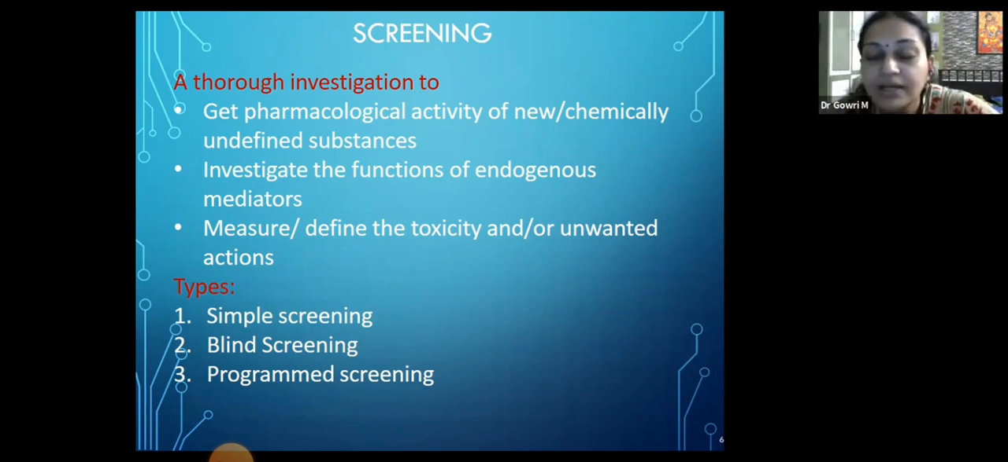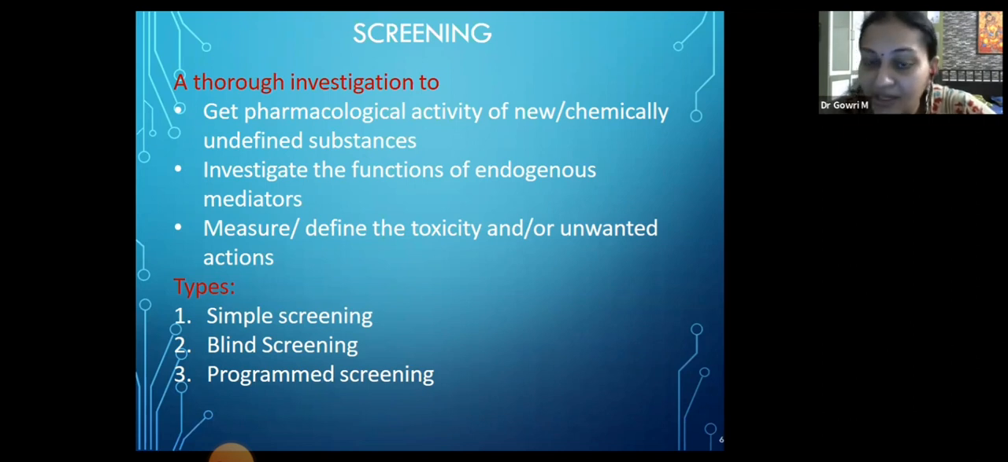This is exactly what happens in Ayurveda. We have certain things written. This is good for Prameha. This is good for Yakrit Shotha. This is good for Shukrakshaya. So many drugs are being mentioned in our classics, and we are using them clinically also, without knowing the pharmacological activity of such drugs.